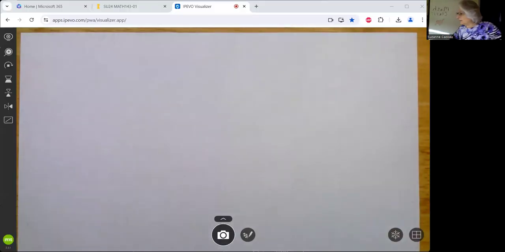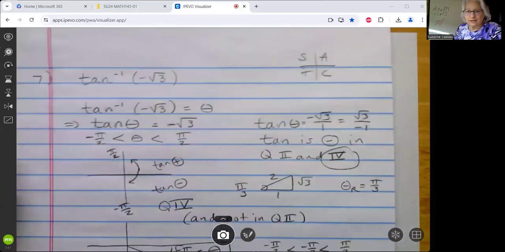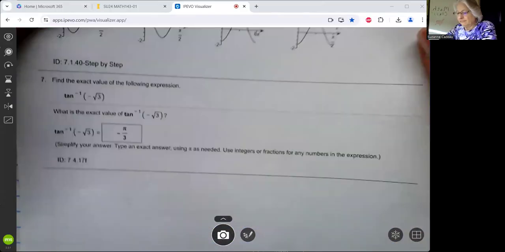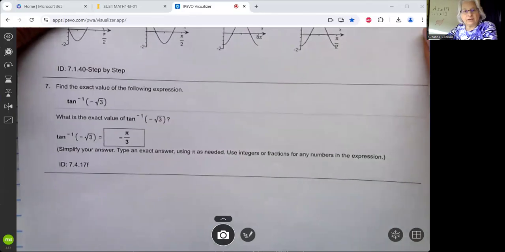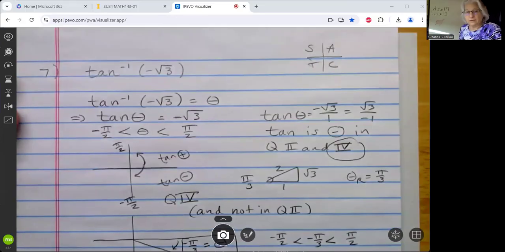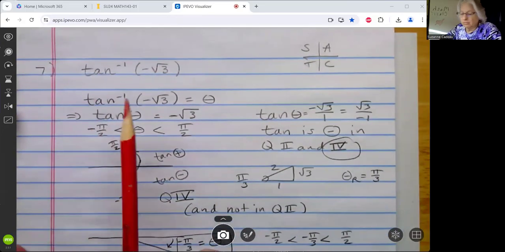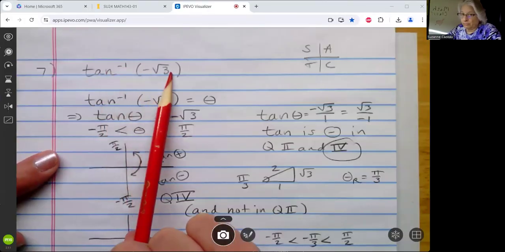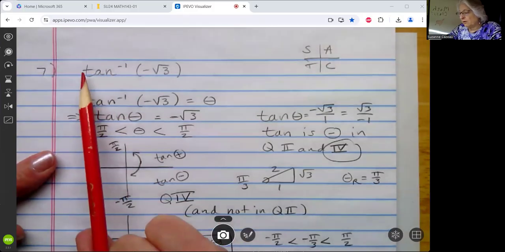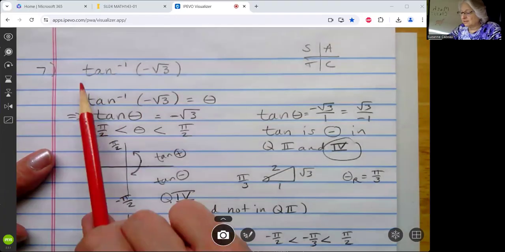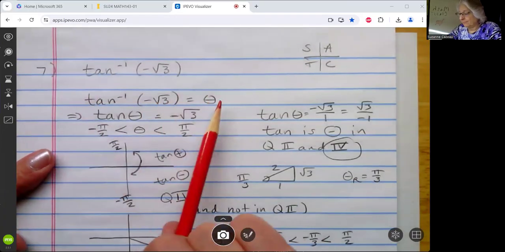Number 7. Oh, this is a fun one. Number 7 says, find the exact value of the following expression. And that's all they want. So now this is the inverse tan of -√3. What I want to know is, what does this thing equal? Let's say this thing equals theta.